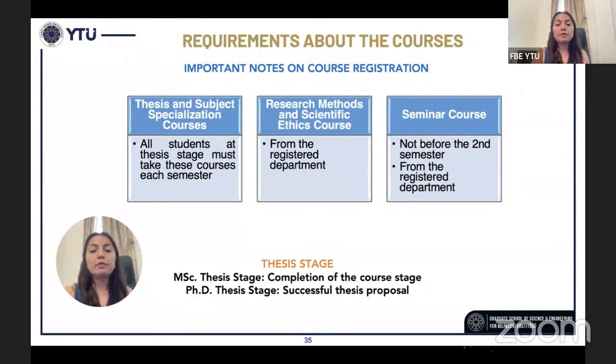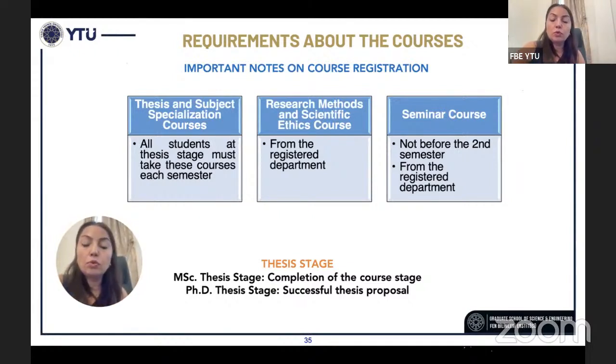So for master, when you complete the minimum number of courses during the first 4 semesters, you proceed to the thesis stage. But for PhD, when you complete the courses and succeed in the proficiency test, you are expected to make a thesis proposal. So with a successful thesis proposal, you are passing to the thesis stage.